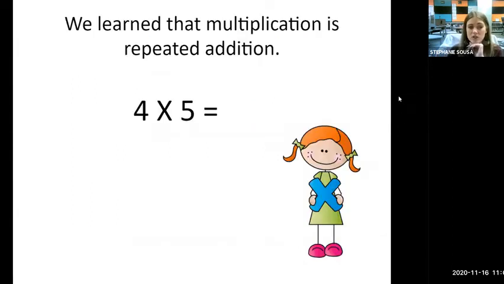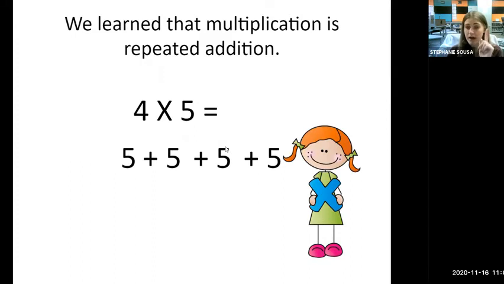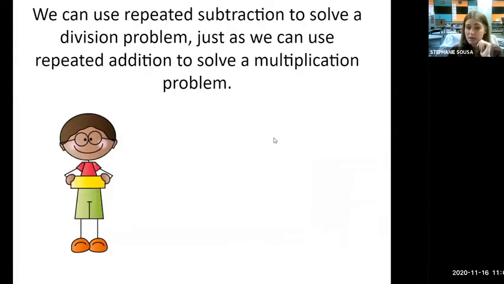We learned that multiplication is repeated addition. So we knew that 4 times 5 was the same as 4 groups of 5: 5 plus 5 plus 5 plus 5. We knew that that equaled 20. Now we're going to take a look at how division can use repeated subtraction, just like we showed in our notes. So we can use repeated subtraction to solve a division problem, just as we can use repeated addition to solve a multiplication problem. So 20 divided by 5 can be represented as 20 subtract 5.